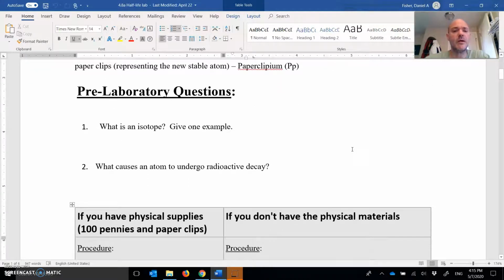So I want you to be thinking about what is an isotope, give an example, and what causes an atom to undergo radioactive decay. Think about that for a second.